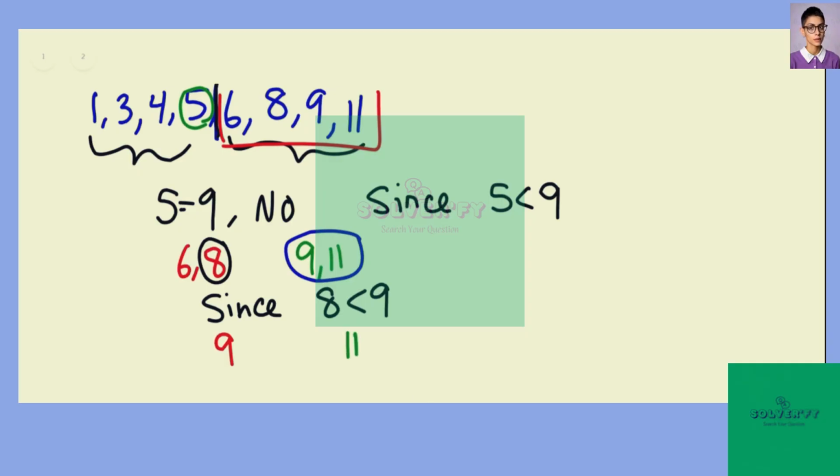we'll compare then 9 to the largest element in the first list, right, which is just 9, and we have found it. And that is the steps used for the binary search.